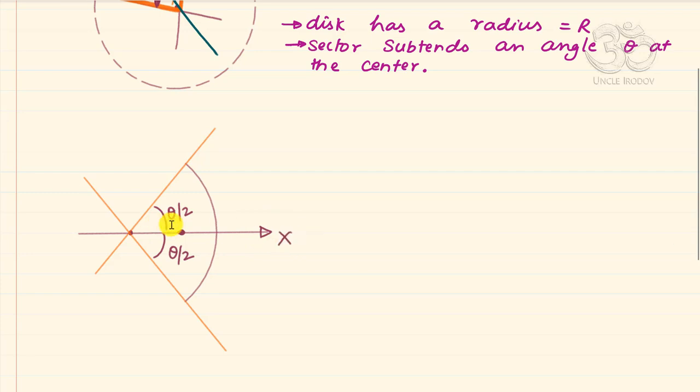And now I'm going to take advantage of the fact that I know the result for a part of a ring. So I'm going to break this entire sector into small portions of rings whose lengths will keep on becoming larger as I move towards the outer end from the inner end. So what do I mean? I will take a certain element like this. This is a ring element. It is a part of a ring.